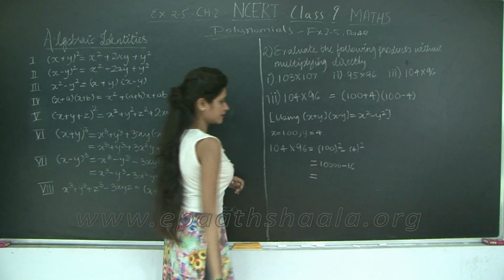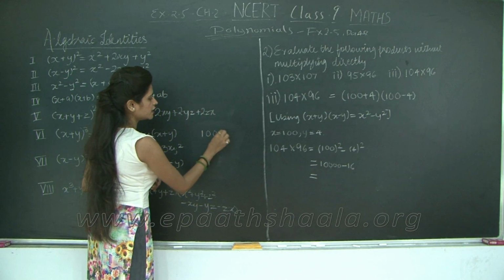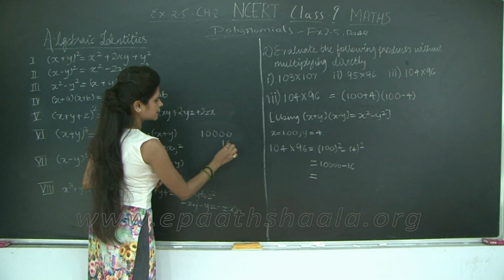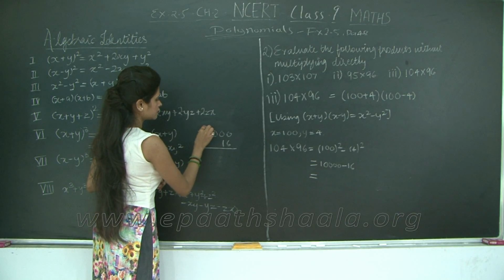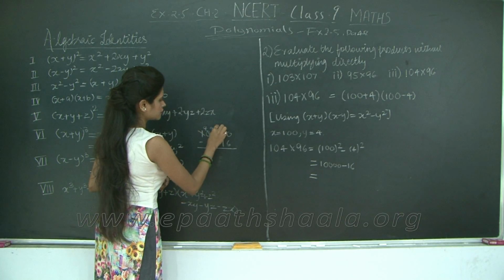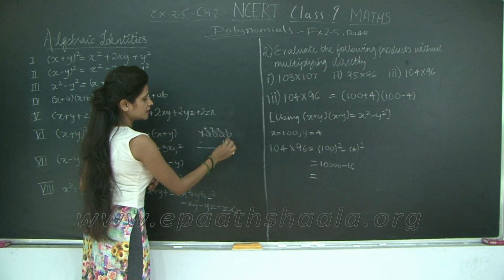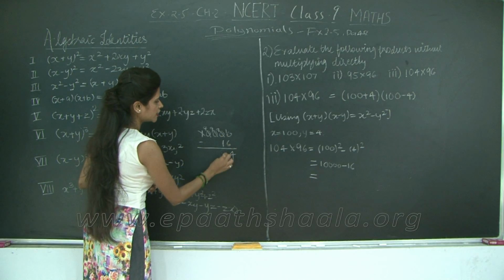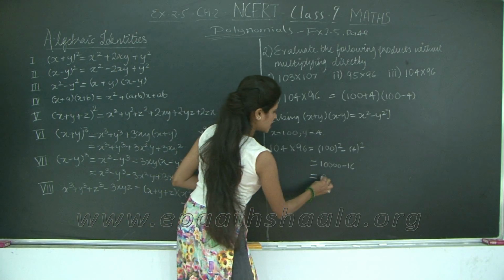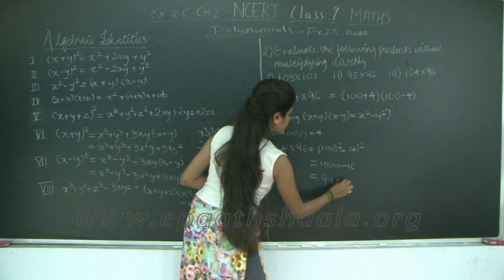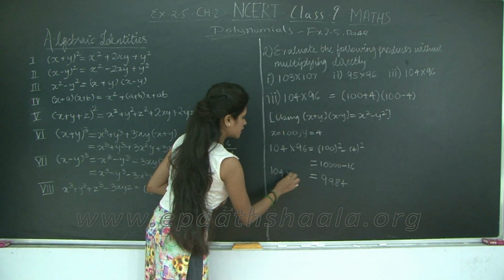Now I am going to subtract this, right? So let's subtract 1, 2, 3, 4 minus 16. So this becomes, right. 10 minus 6 gives me 4, 9 minus 1 gives me 8, 9, 9. So my answer is 9984. 104 into 96.